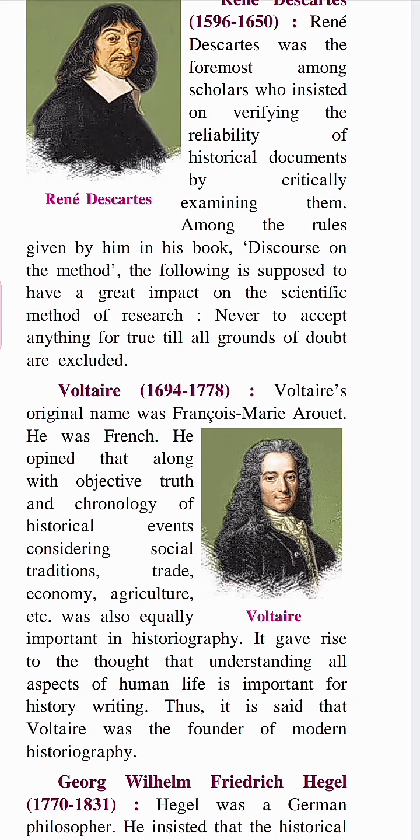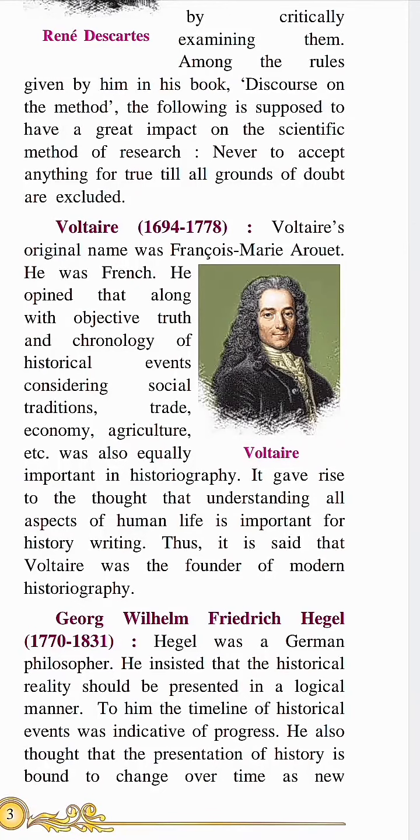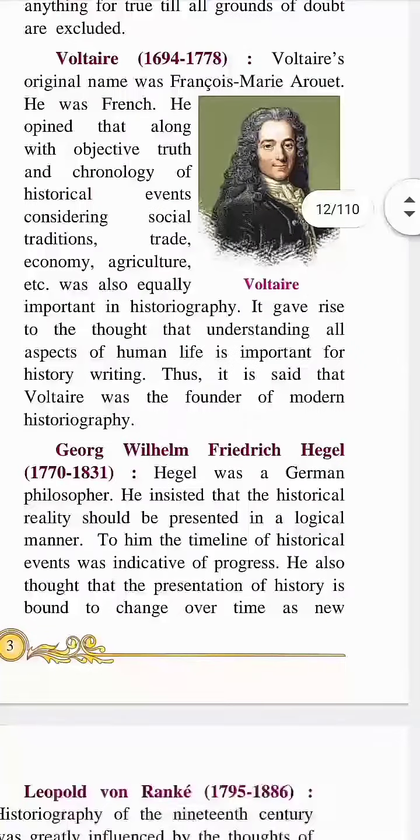Now, my dear students, the next notable scholar is Voltaire. He was French by birth. He was of the opinion that along with the objective truth and chronology of historical events, we have to consider social traditions, trade, economy, agriculture. They have to be given equal importance in historiography. It gives rise to the thought that understanding all aspects of human life is important for history writing. Thus, it is said that Voltaire was a founder of modern historiography.